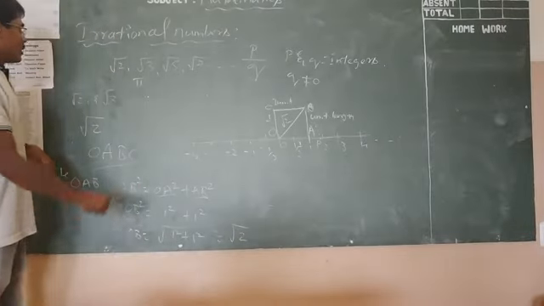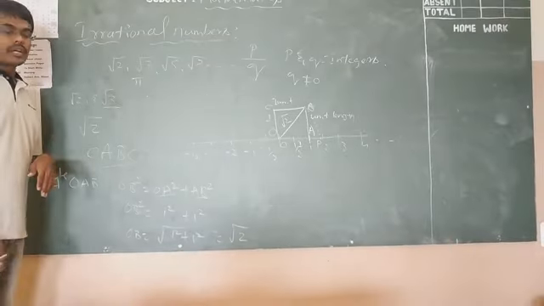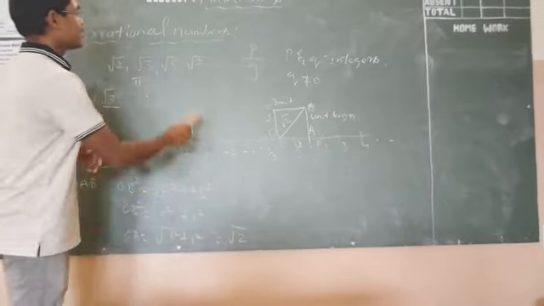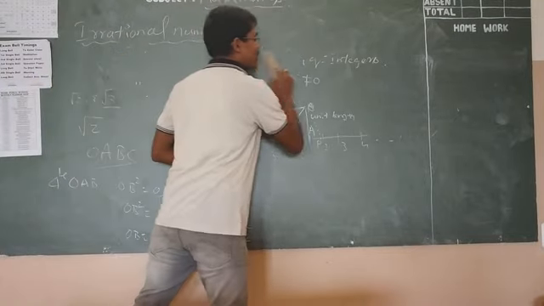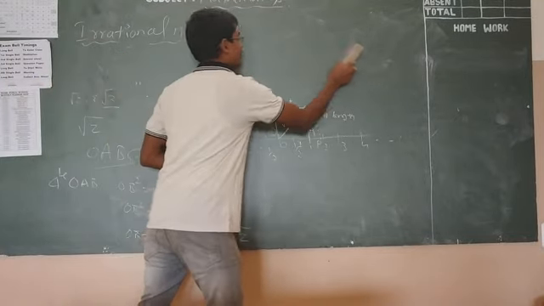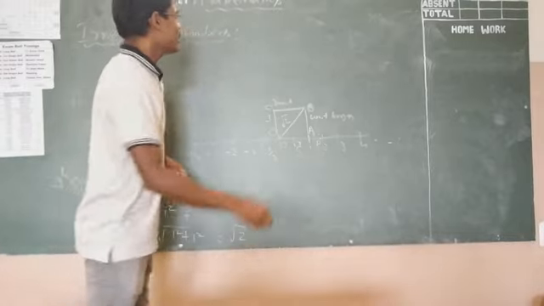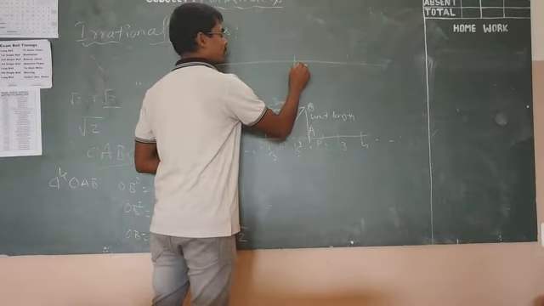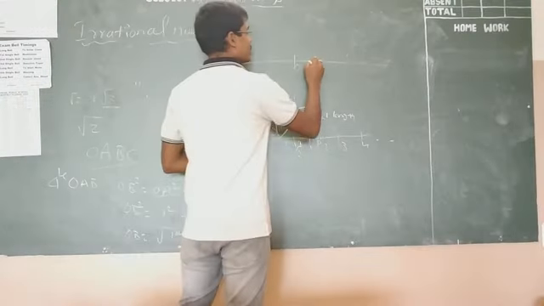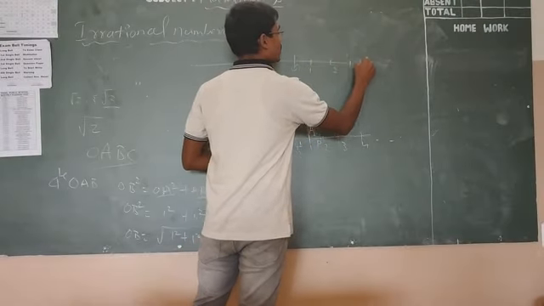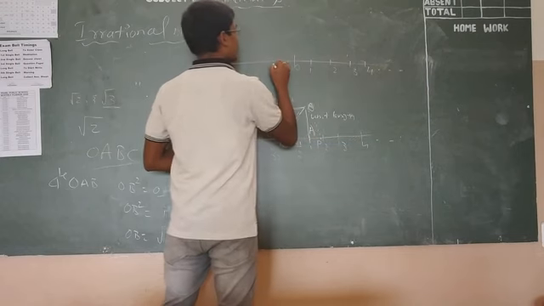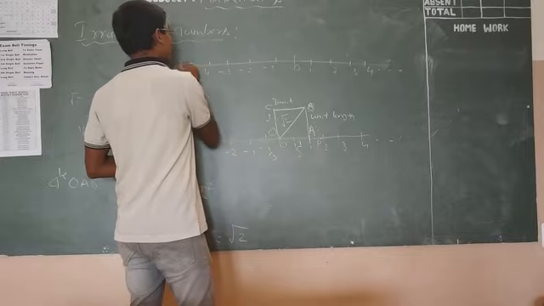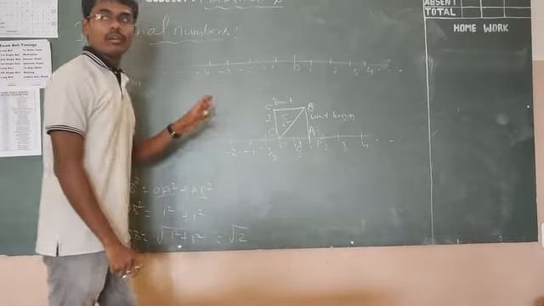Now, one more number, what I have written here, root 3. How are we going to represent this root 3 on the number line? I will just show like this. Again, we are going to draw a line and mark a point. There is a starting point, the origin. Then 1, 2, 3, 4 and so on. Then here -1, -2, -3, -4 and so on.